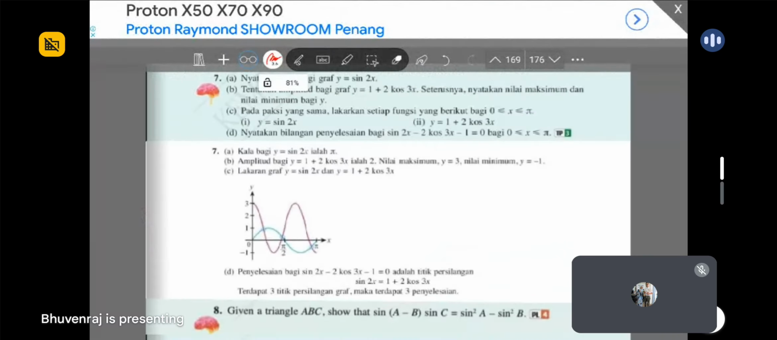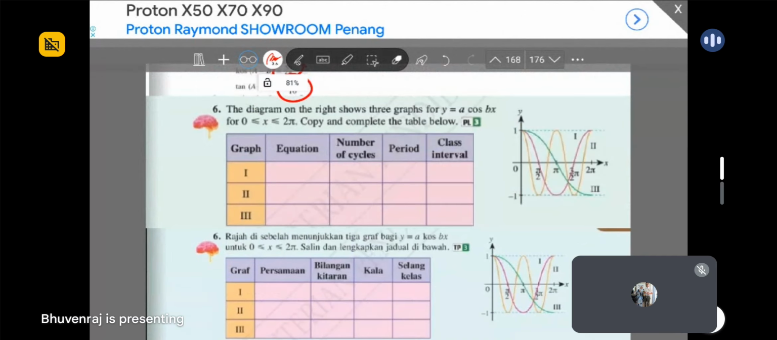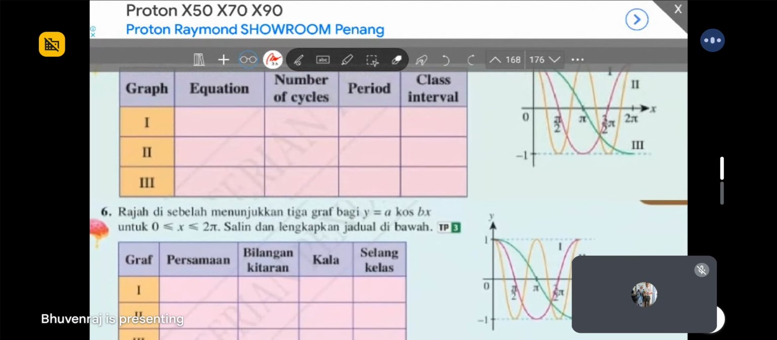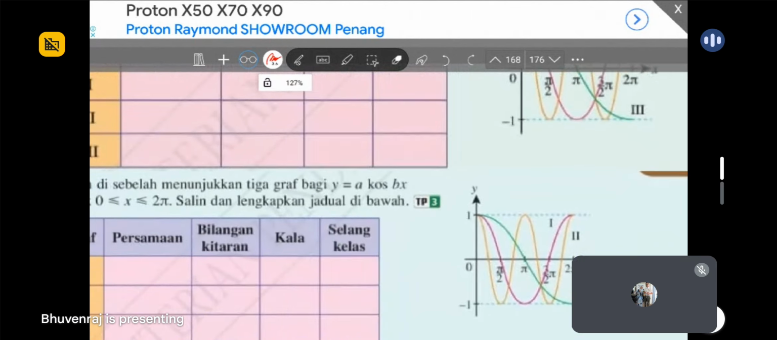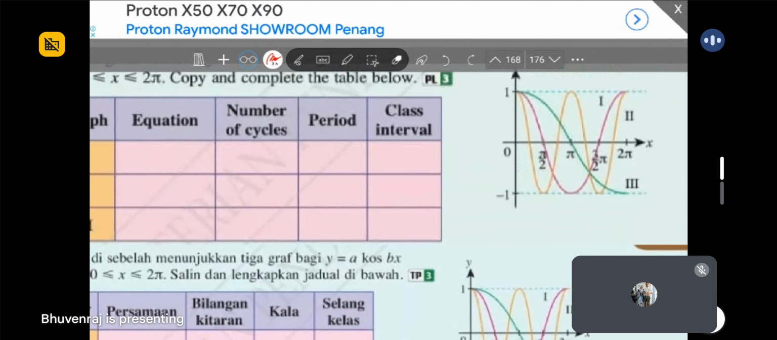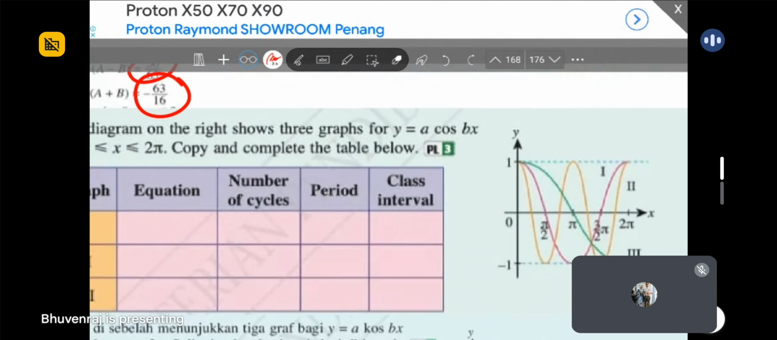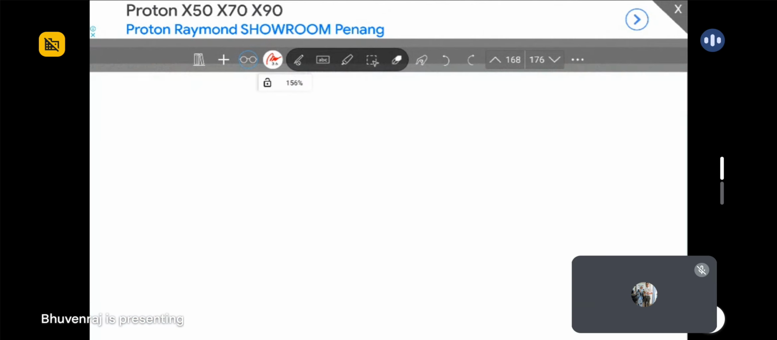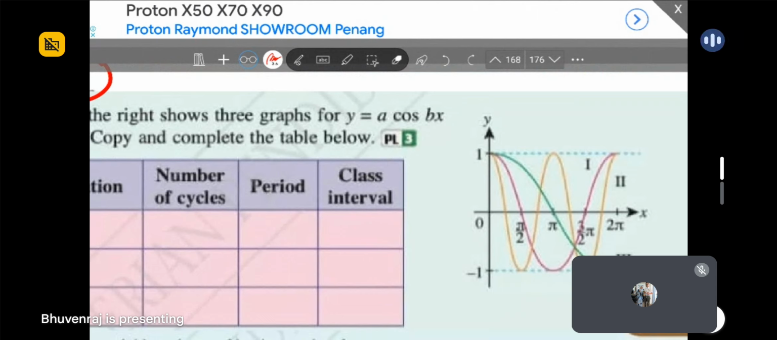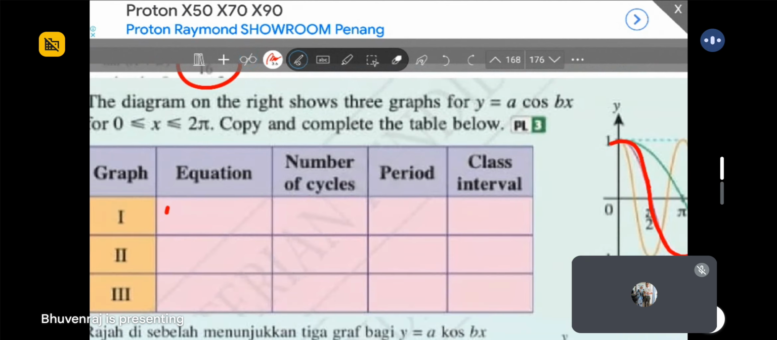You can see that the thing that's changing is the number of cycles, so your B value is changing. Graph 1 is your basic cos graph, the pink color graph. This is your y equals cos x, your main equation.